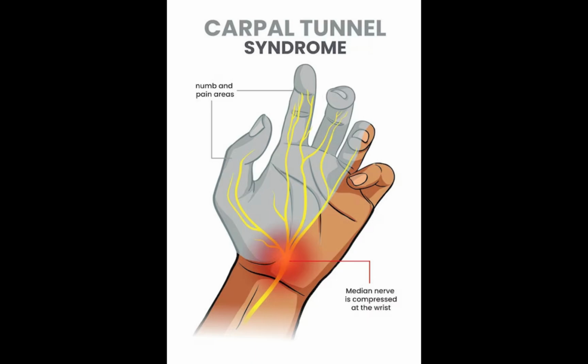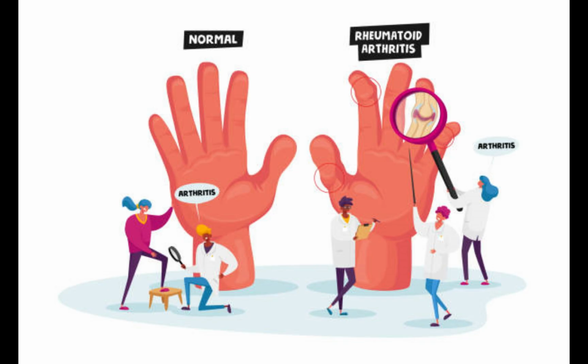Carpal tunnel syndrome. Carpal tunnel syndrome is a condition caused by compression of the median nerve in the wrist, leading to symptoms like numbness, tingling, and weakness in the hand. Rheumatoid arthritis. Rheumatoid arthritis is an autoimmune disorder that causes inflammation in the joints, including those in the hands, leading to pain, swelling, and deformities.